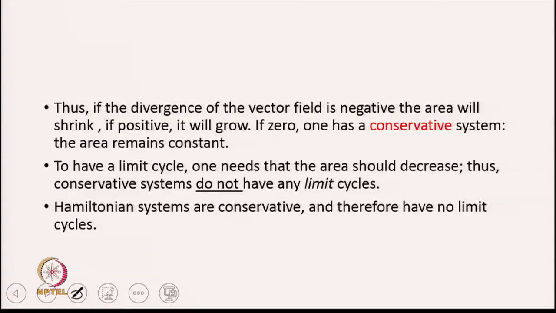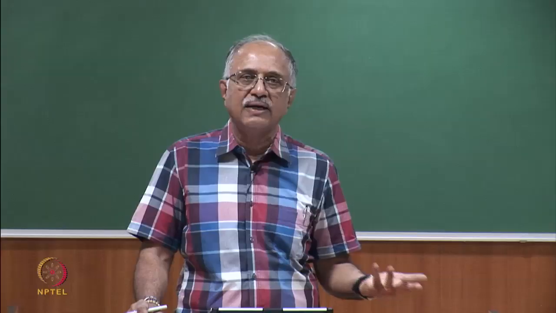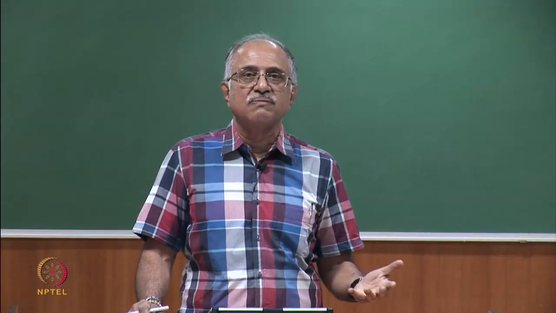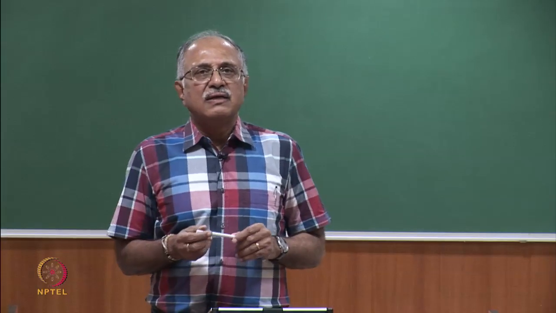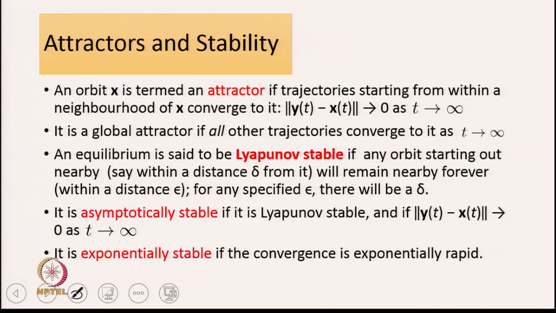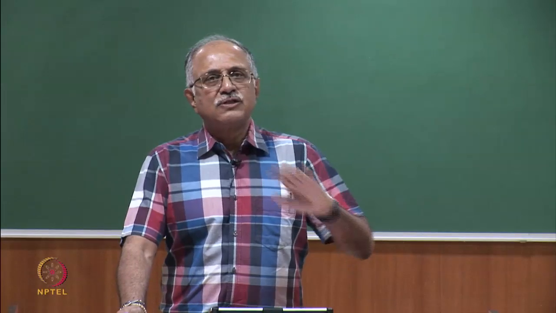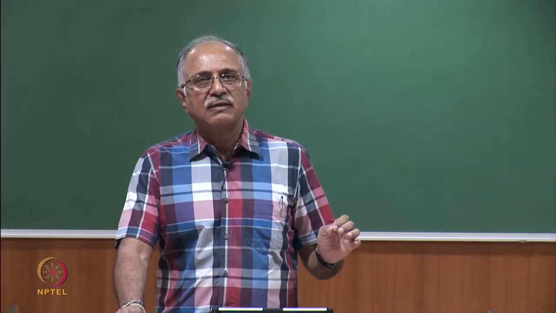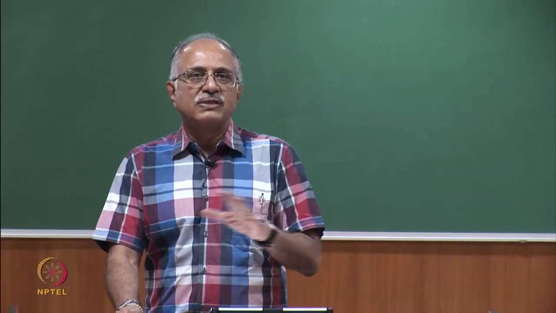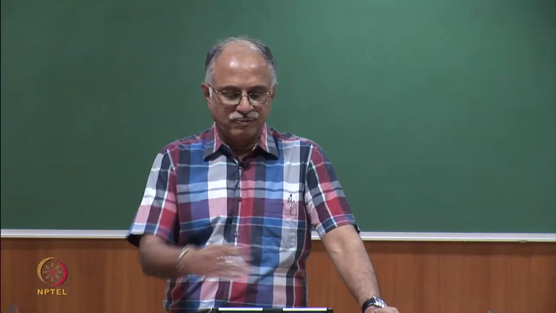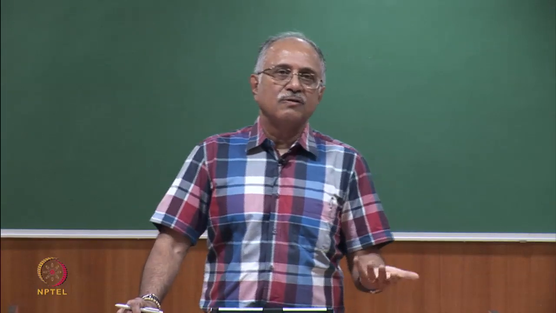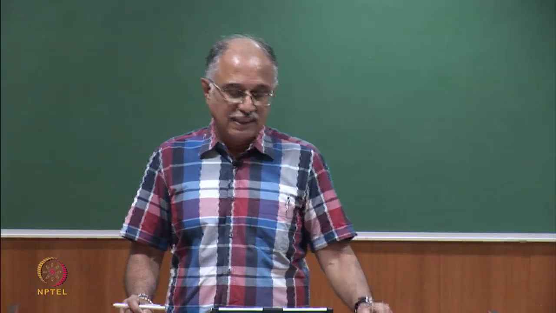Hamiltonian systems are conservative, and they are a very large and important class of systems that we are interested in dynamics, and therefore in Hamiltonian systems there are no limit cycles either. Some final discussion on attraction and stability. These two concepts are slightly different from one another. You can have an attractor which is not necessarily stable in certain technical senses that we'll discuss momentarily, and you could have stable systems which are not necessarily attractors.